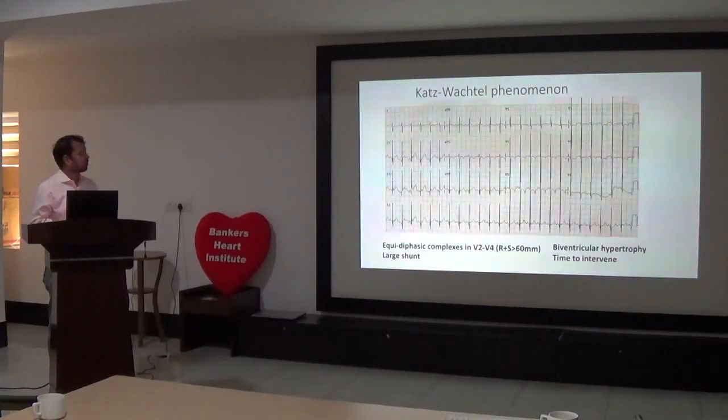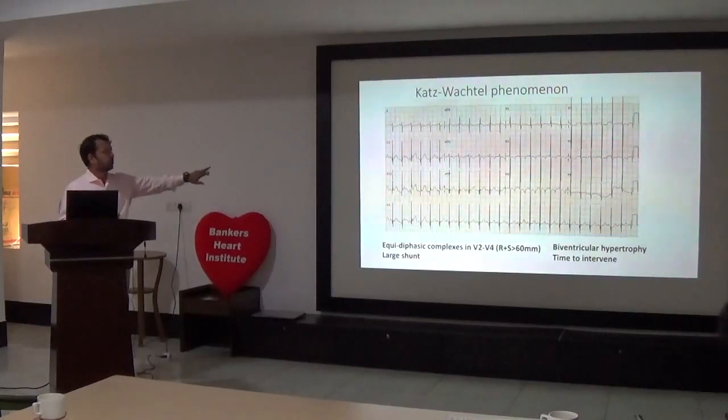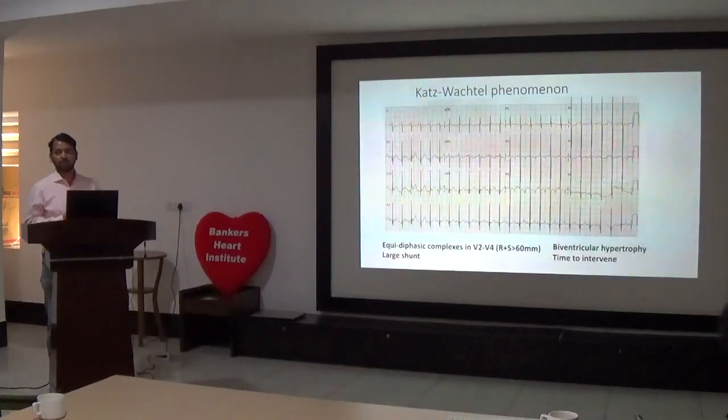The specific phenomenon I want to highlight in VSD is Katz-Wachtel phenomenon. Here we can see very large QRS complexes in both right sided and left sided precordial leads. There are equiphasic complexes in leads V2 to V4, that is R plus S more than 60. It signifies biventricular hypertrophy with large shunt. When this kind of ECG with mid precordial leads V2 to V4 having large and equiphasic complexes appears, we have to consider this patient as having severe disease, and this is the time to intervene. This is Katz-Wachtel phenomenon, in VSD.